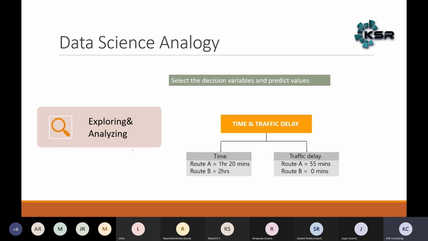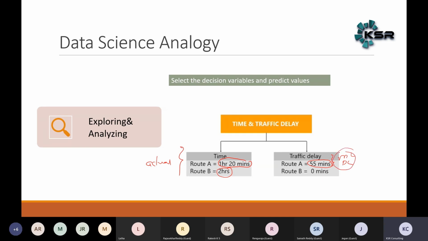So exploring and analyzing, route A will take 1 hour 20 minutes and route B 2 hours. This is the actual time it may take to travel, where we don't have traffic. But as everyone chooses route A, there will be a delay of 55 minutes. Now you may ask, sir, how did you get the 55? This is what we predict with the help of machine learning and deep learning algorithms.